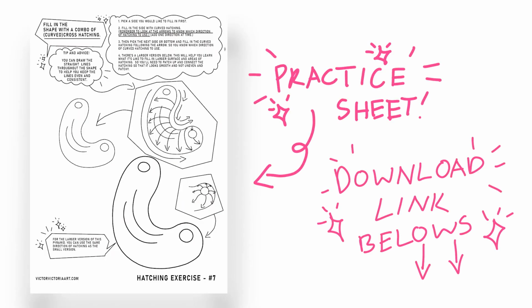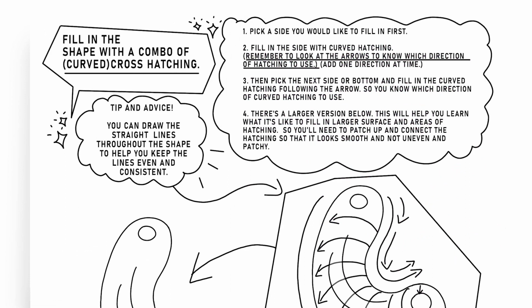And that's it for the curved one. So here is another drawing exercise for you as well. This is the curved hatching, or the curved cross hatching version of it, and it's very similar to the one that I showed you earlier with the straight cross hatching. This one is our jelly bean, Mr. Jelly Bean. And we've got tips and advice there. We also have instructions on the top right area, and it's basically the same thing.